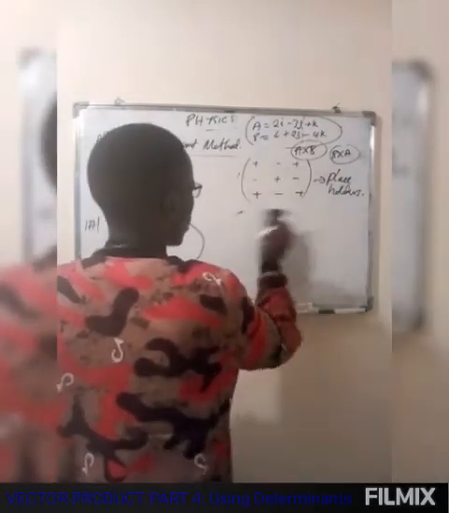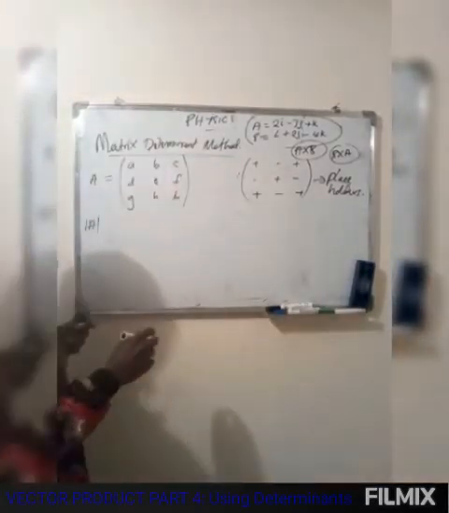Now, we also have what are called minors. Minors, how do we get the minors?